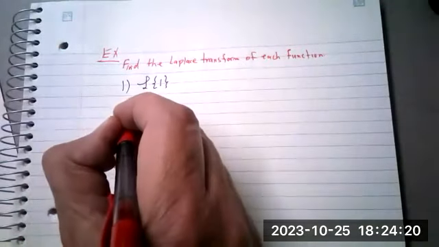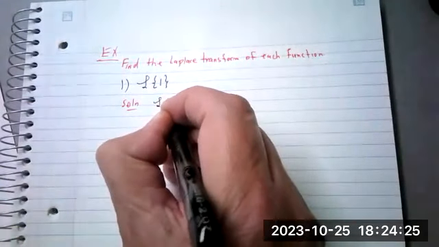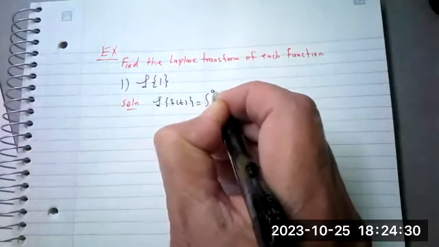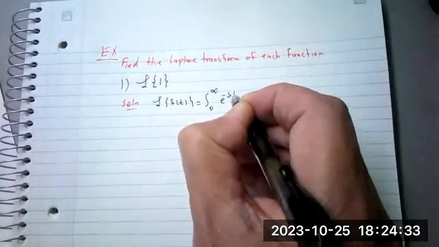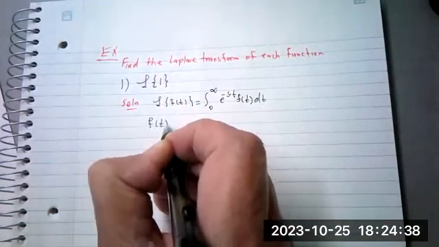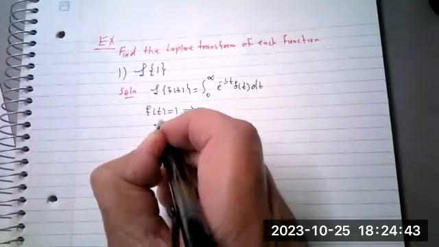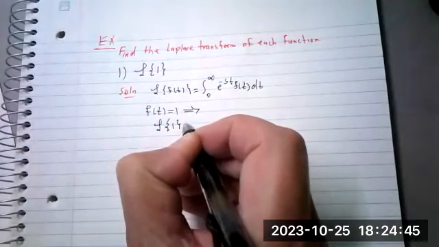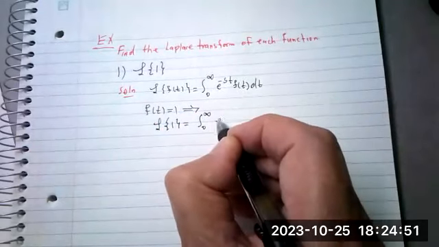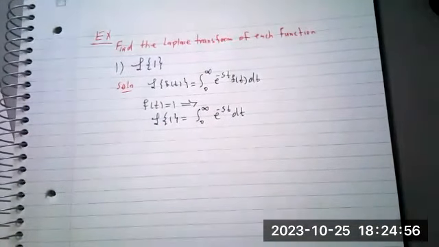Write the definition. Solution: just remind you the definition here; we keep it for all the problems. Laplace of f of t is the integral from 0 to infinity of e to the negative st times f of t dt. In this case, your f of t is equal to 1. Substitute. So Laplace of 1 is the integral from 0 to infinity, replacing f of t by 1, simply of e to the negative st dt, because the function is 1.